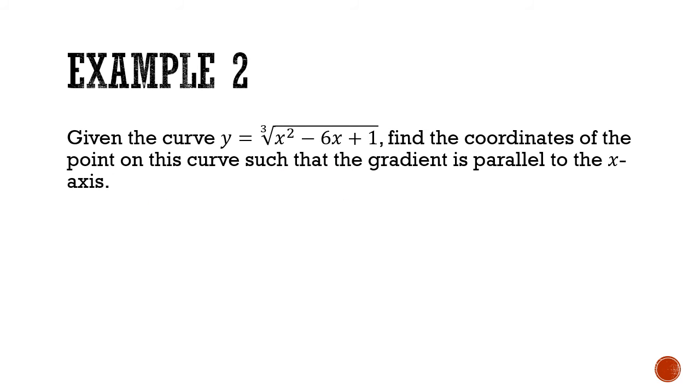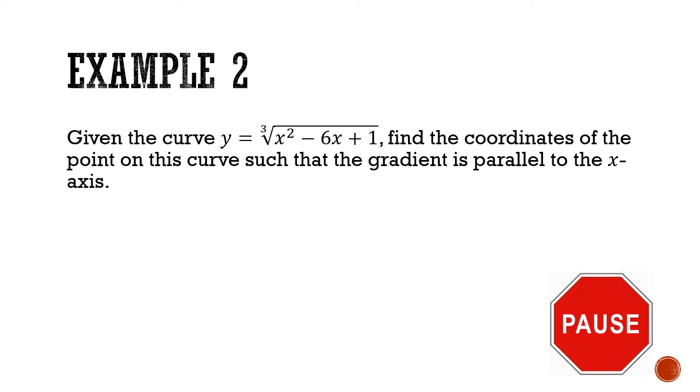Example 2. Given the curve y equals the cube root of x squared minus 6x plus 1, can you find the coordinates of the points on this curve such that the gradient there is parallel to the x-axis? Pause the video here and give this question a good try.